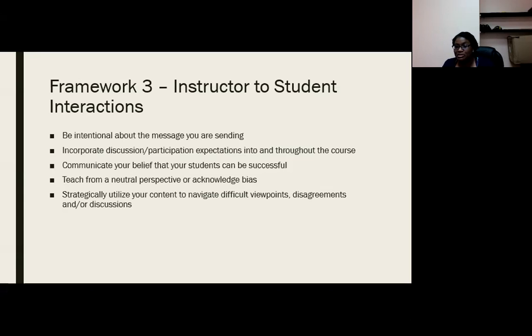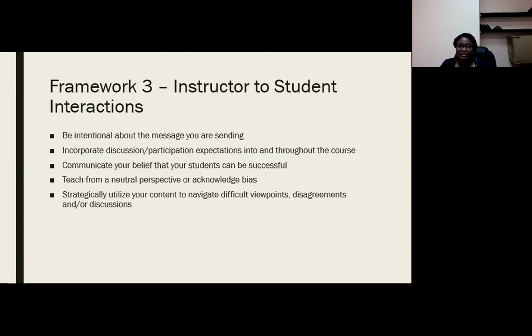Incorporate discussion and participation expectations into and throughout the course, right? You want to make sure that your students know what you expect of them. You want to make sure that you are setting high expectations, because their goal in this class is to impress you, right? They want your grade, they want your A. And so when you set an expectation that's very high and help them attain it, they're going to be so much more likely to get there because they think that you believe in them, right? Which goes into communicate your belief that your students can be successful.